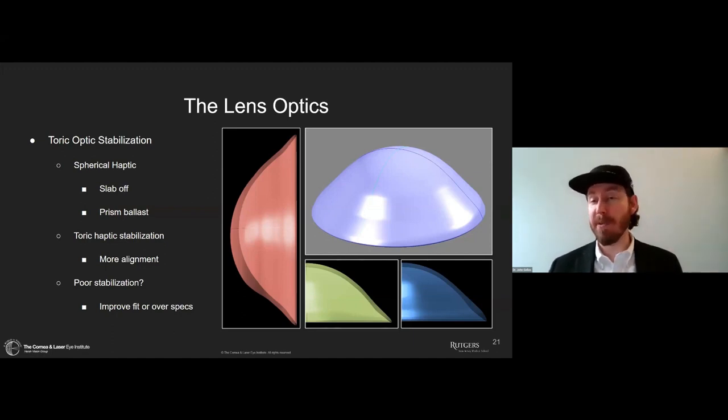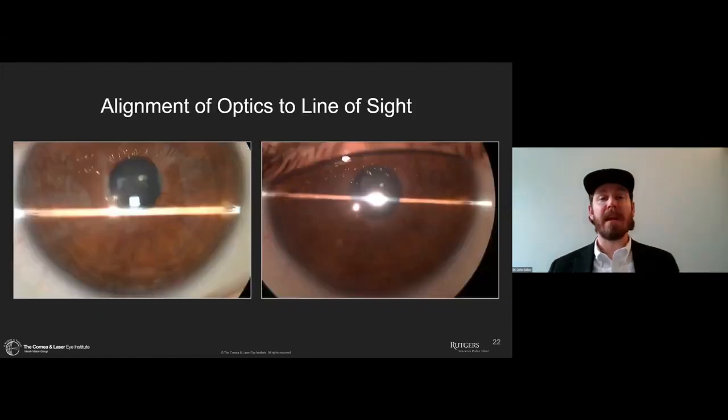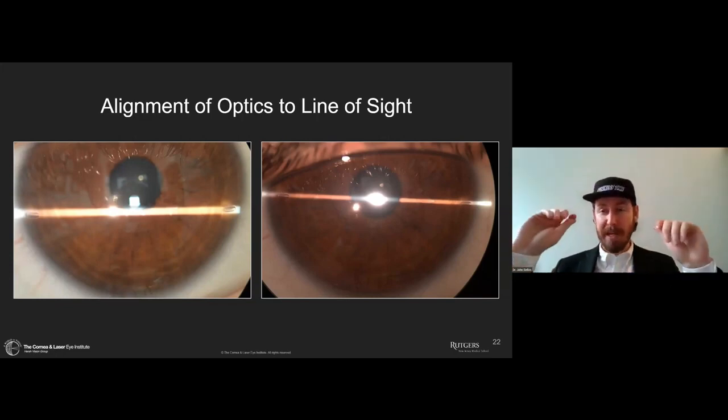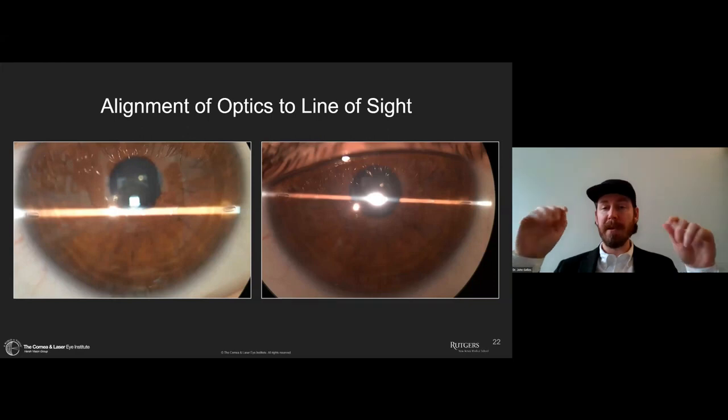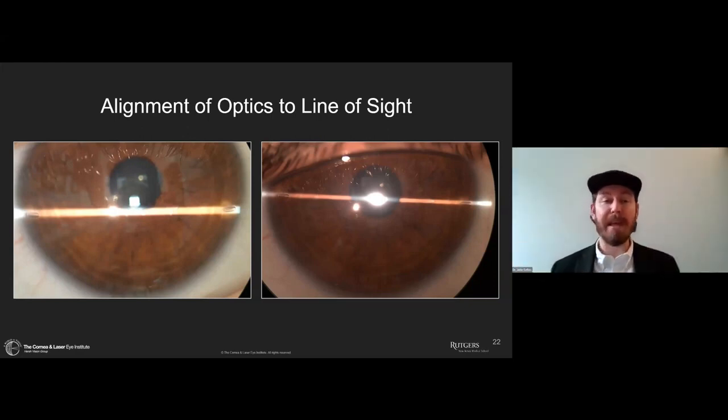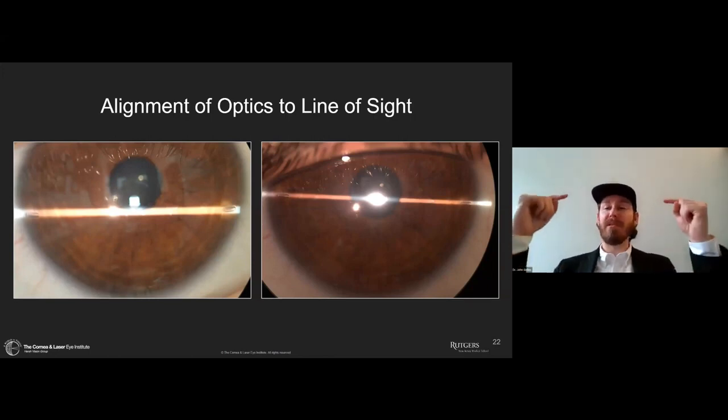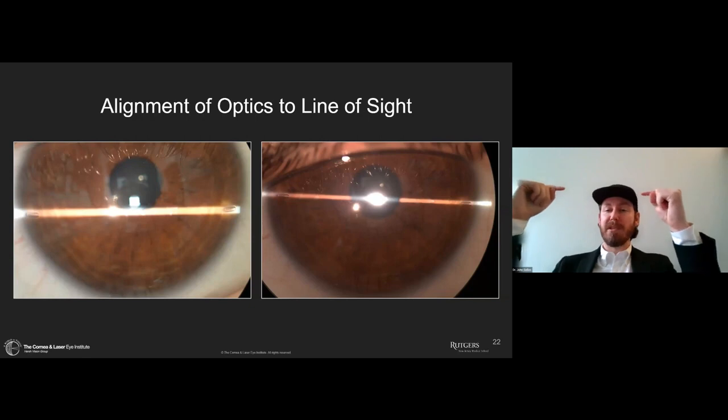Or we can go back and revise the fit to get an adequately fit lens. Now, one of the things that's extremely important is to see what's happening with the alignment of the lens compared to the line of sight. One of the easiest ways to do this at the slit lamp is to crank the light down to a thin beam, line it up on the toric markers on the lens, and tell the patient, look directly at the light. And you can see where the lens is in relationship to the line of sight.